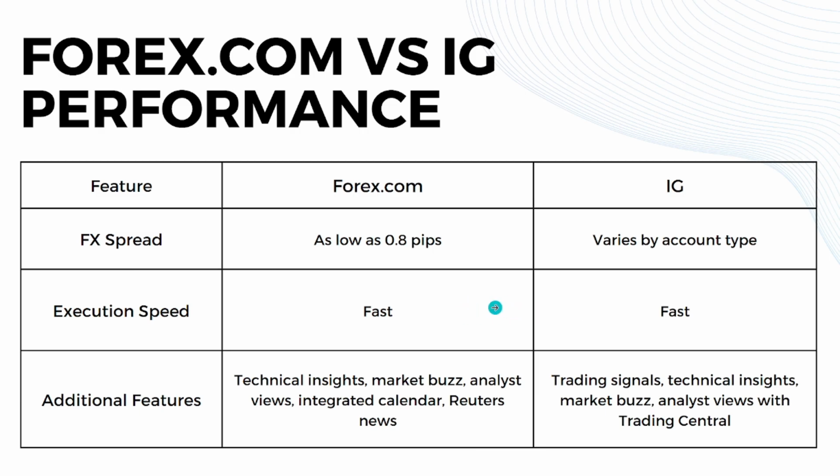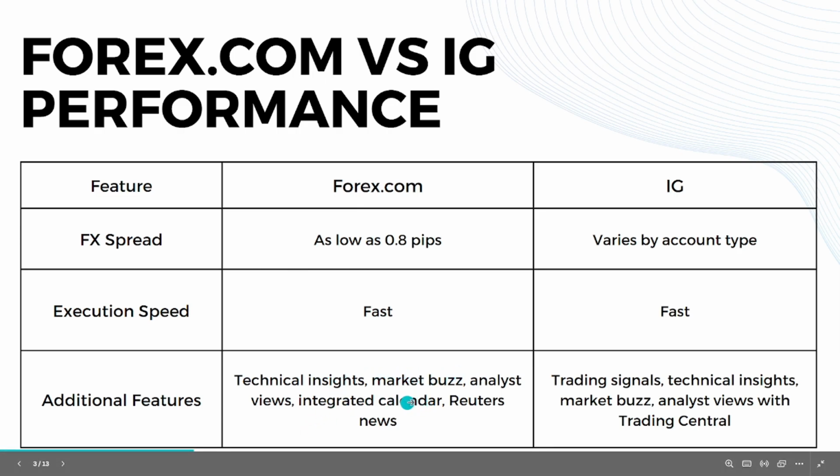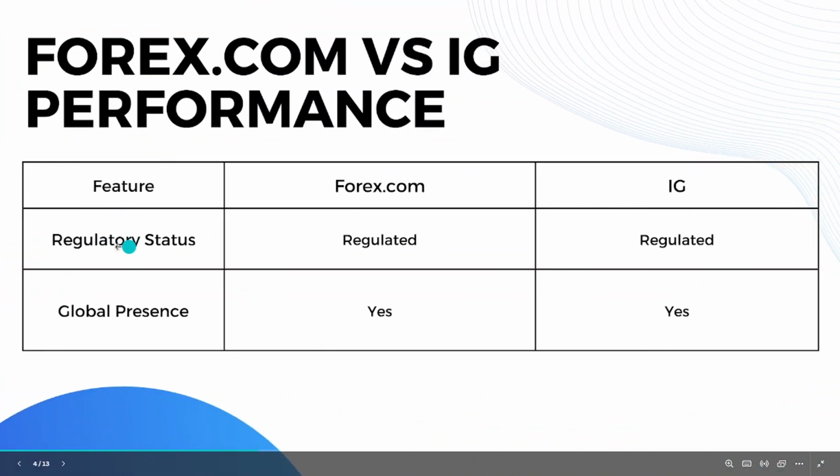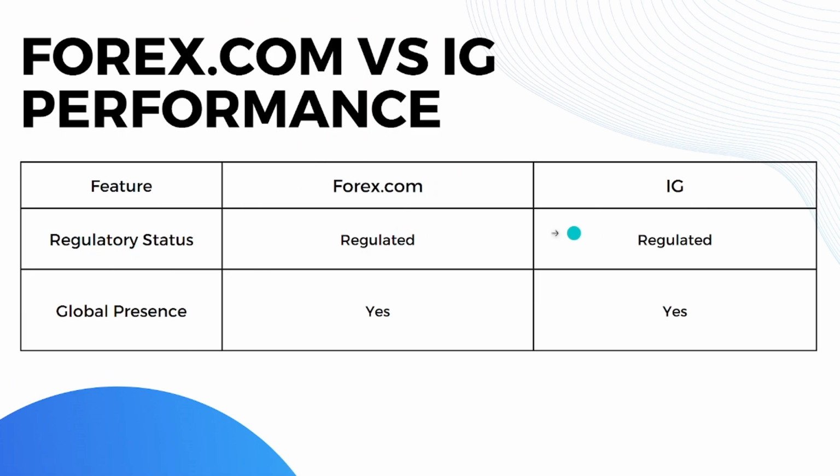And when it comes to additional features, forex.com has technical insights, market buzz, analyst views, integrated calendars, and Reuters news, while IG has trading signals, technical insights, market buzz, and analyst views with Trading Central. So just the same. So when we talk about the regulatory status, forex.com and IG are both regulated, so they're just the same. And same thing with global presence, forex.com and IG are globally known. So yes, that's it for the performance comparison.